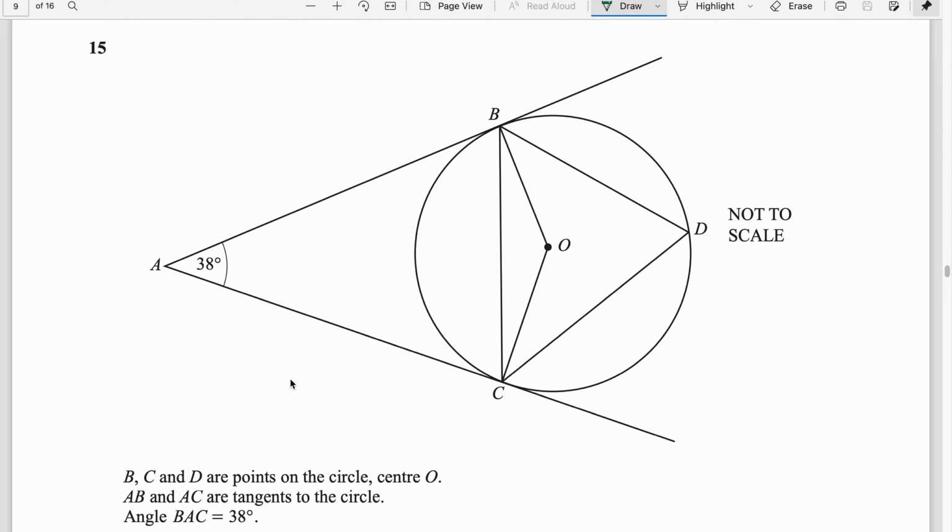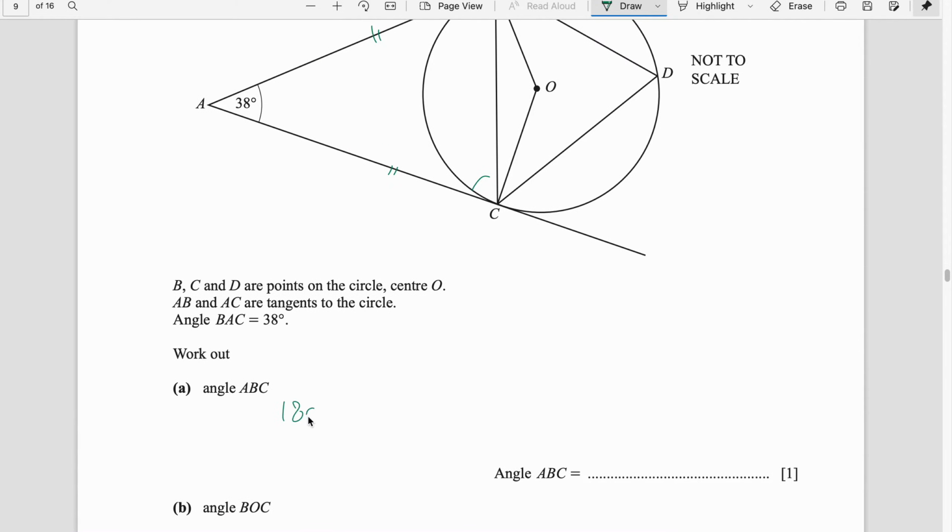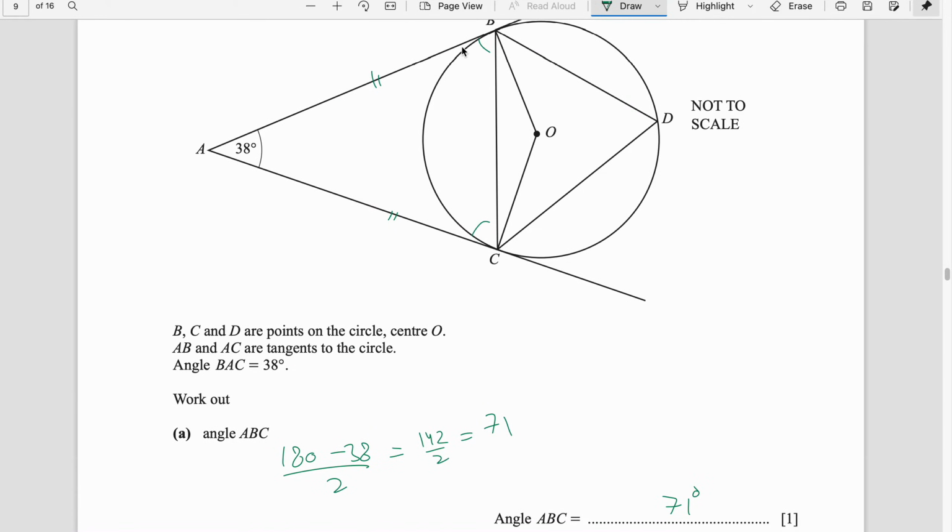Question number 15. B, C, D are points on circle center O. AB and AC are tangents to the circle. Angle BAC is 38. Work out angle ABC. So ABC. These are basically equal and they must be isosceles. So it is 180 minus 38 by 2, which is 142 by 2, making it 71 degrees. So both of these are 71 at both ends.